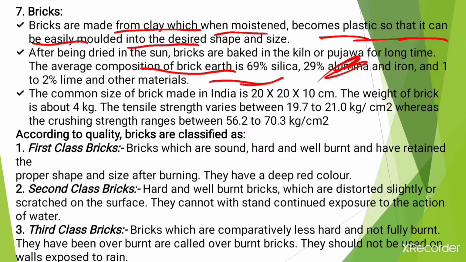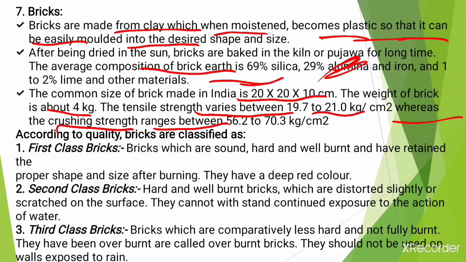The common size of a brick made in India is about 20 by 20 by 10 centimeters, and the weight of a brick is about 4 kg. The tensile strength varies between 19.7 and 21.0 kg per centimeter square, whereas the crushing strength ranges between 56.2 and 70.3 kg per centimeter square.